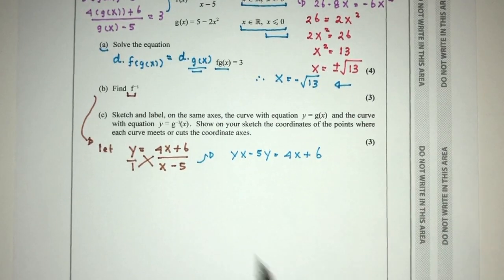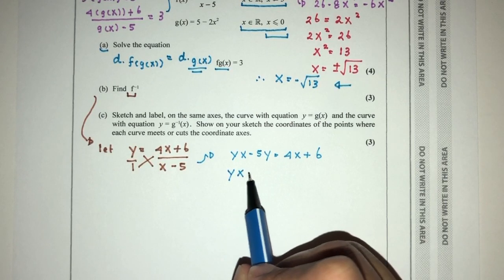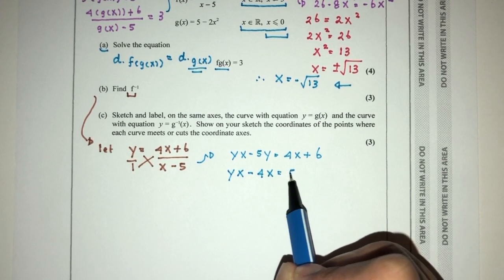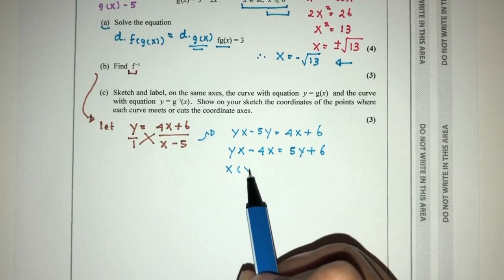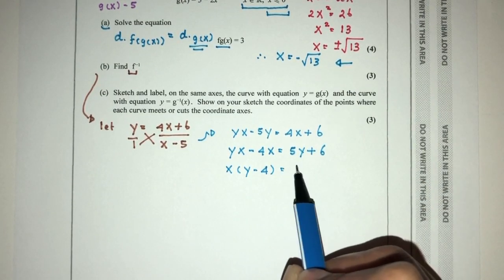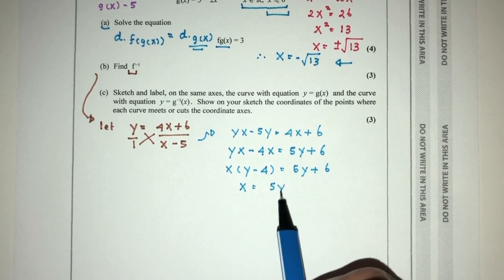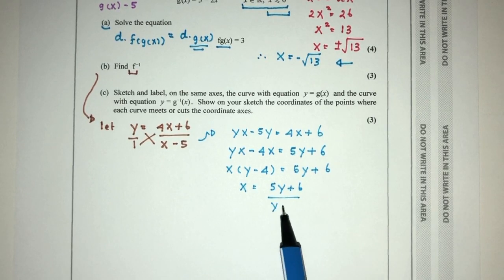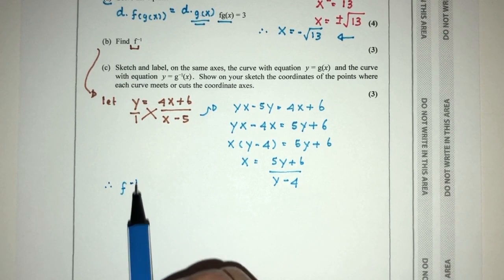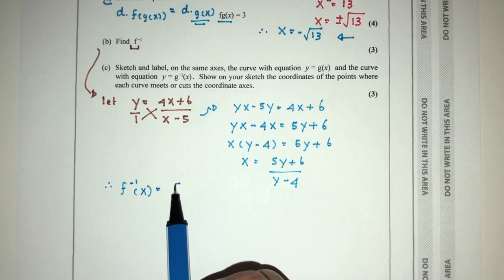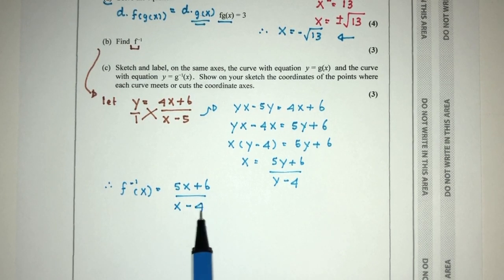Right. Now we can send the x to one side. You will have yx minus 4x is equal to 5y plus 6. Factorize the x, that will be x times y minus 4 equals 5y plus 6. So x has to be 5y plus 6 over the value of y minus 4. Which means that f inverse, in terms of x, will be 5x plus 6 over the value of x minus 4.